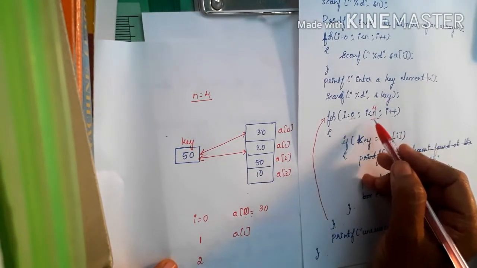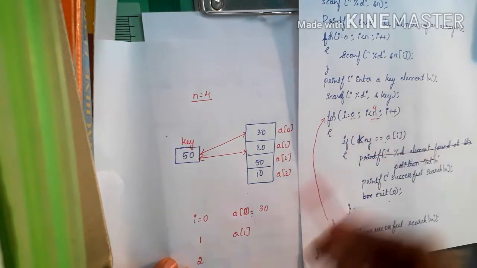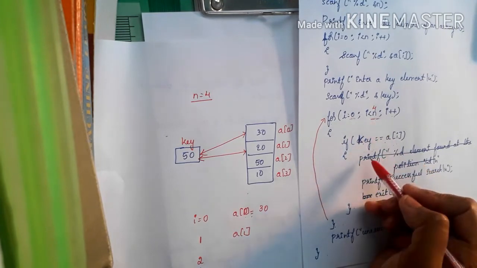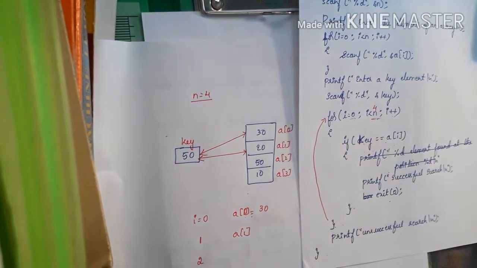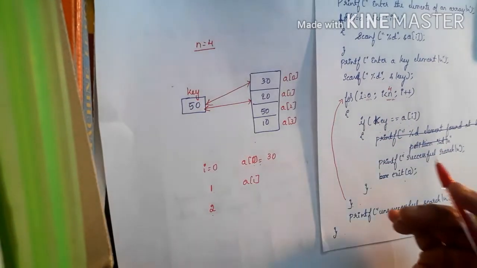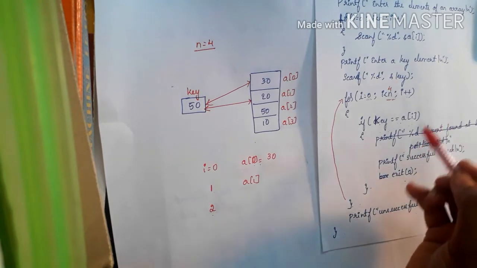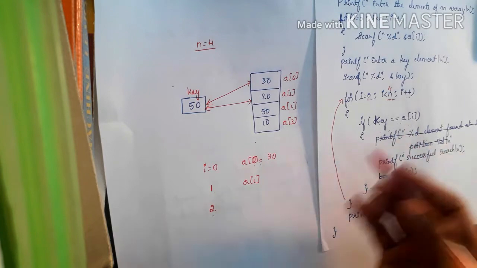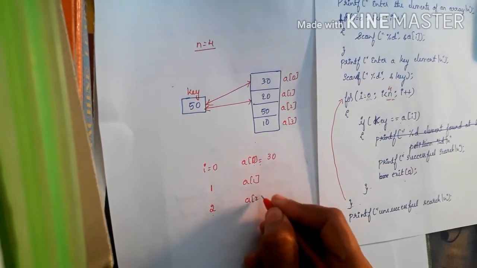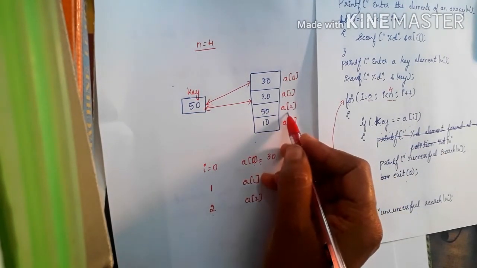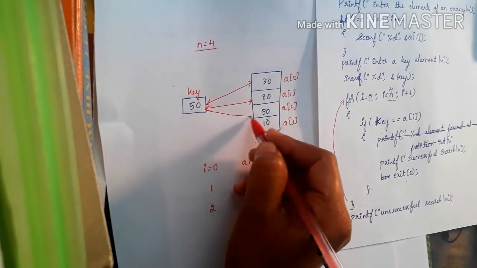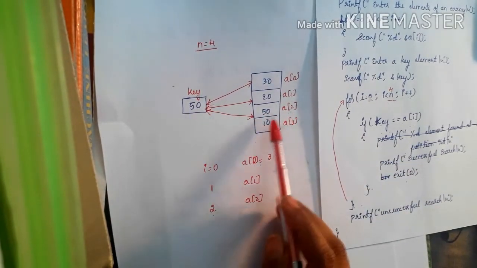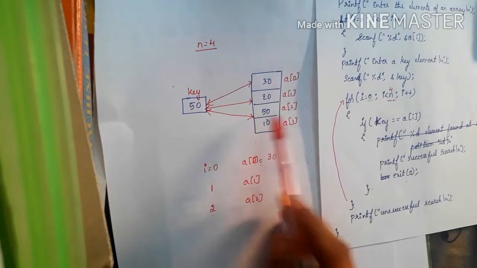Next condition, is I less than 4? I value is 2. Is 2 less than 4? Yes. Control enters to for loop. Is key equal to A of I? A of I means A of 2. A of 2 value is 50. As key is equal to A of 2, key value is 50, A of 2 is 50. Is 50 equal to 50?